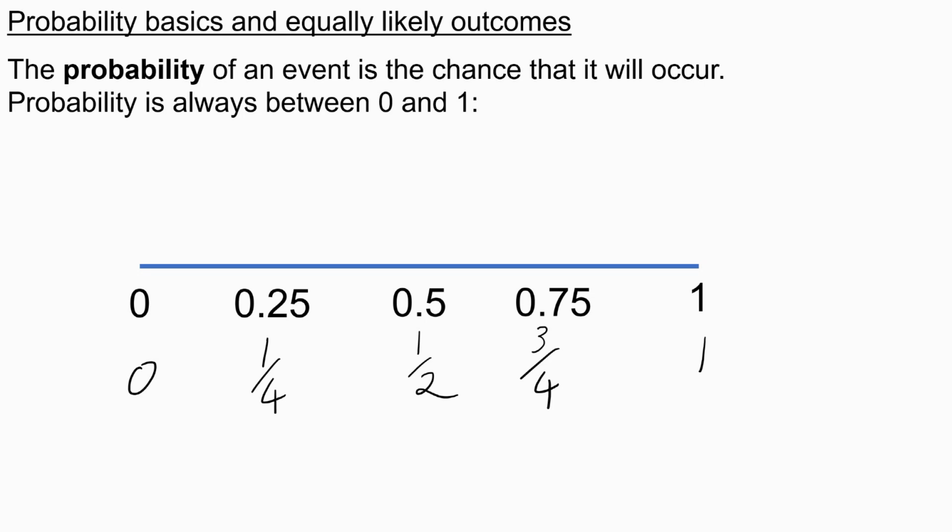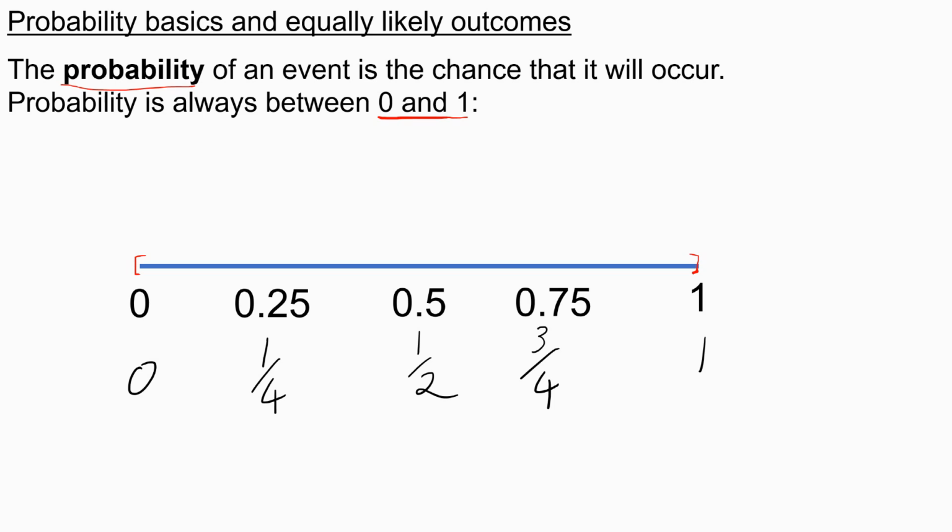In this video, we're going to look at the basics of probability. The probability of an event happening is the chance that it will occur. We always measure probability between 0 and 1. So we can consider every event as having a probability somewhere between 0 and 1.